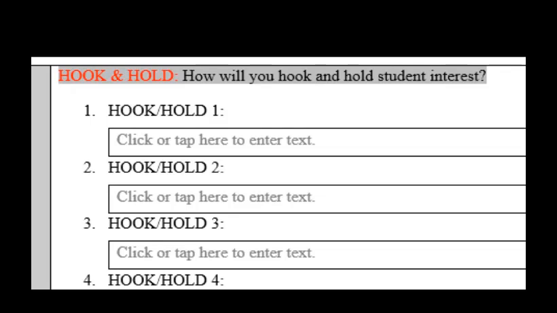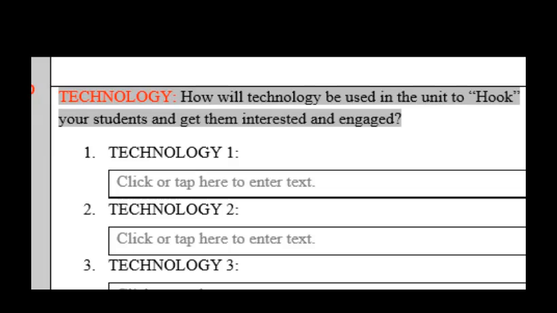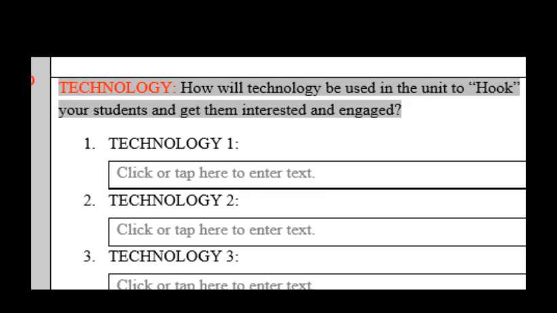The hook and hold section will be how you obtain the student's interest. You can identify specific resources or experiences that will get the student's attention and keep them involved and interested in the subject matter. The next portion of the H in the acronym is technology. Technology will likely be used in the unit to also hook them, get them interested and engaged. This may be something very simple or a more complicated piece of technology based on your lesson and what you want the students to obtain throughout it.